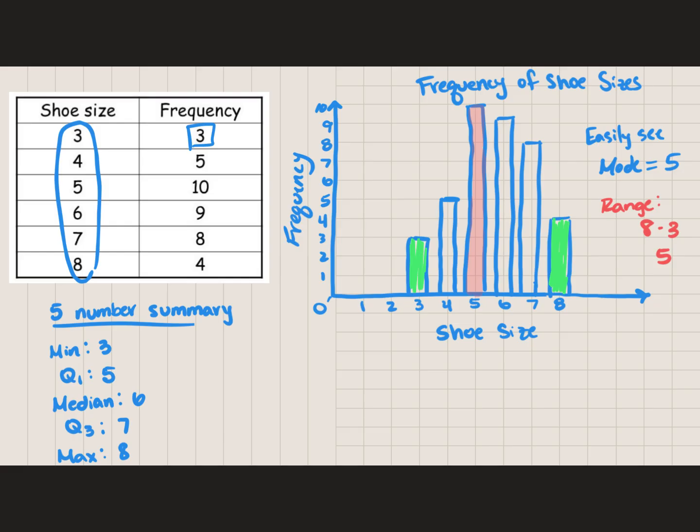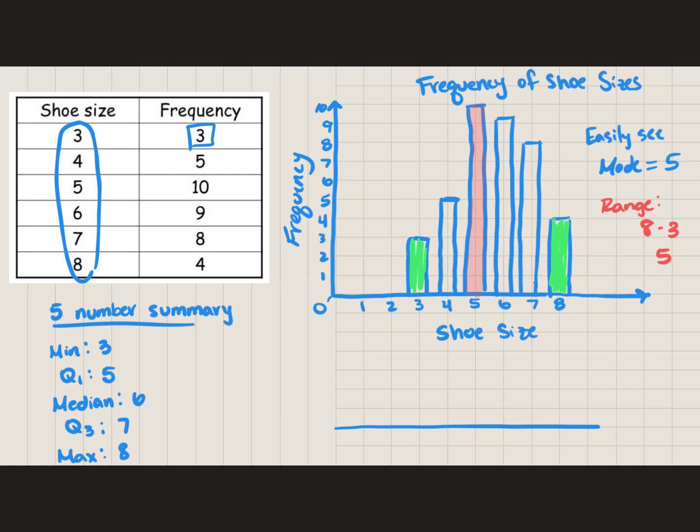I do have the 5-number summary for this data set already over here on the left. So I've got my min 3, Q1 5, median 6, Q3 7, and our max is 8. I found that by just using my calculator to find that 5-number summary using a spreadsheet on my calculator. So I can go ahead and build my box and whisker plot for this data.